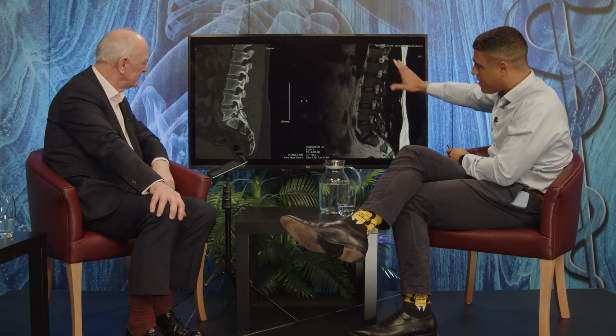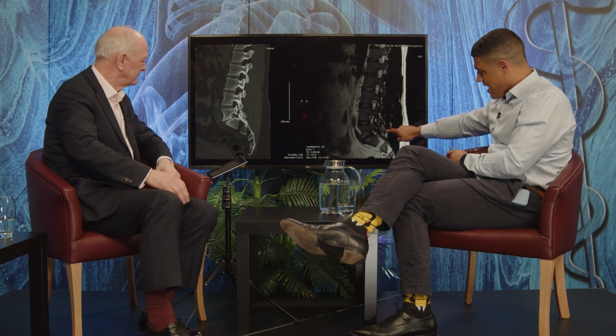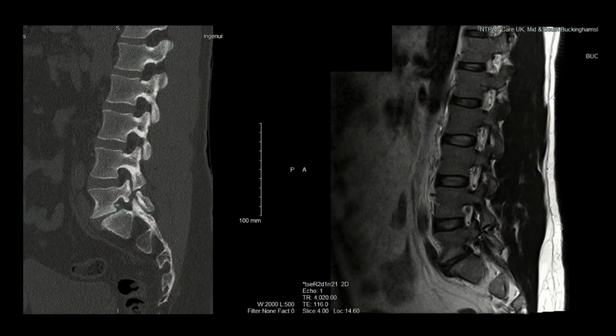What you can see here is the MRI scan and the CT scan of the same patient. And you can see here, this isn't quite midline, so we've moved out to the level of the foramen, but what you can see here is the pars defect. Now, I didn't need a CT scan to tell that there's a pars defect there. You could tell because you can see there's a discontinuity in the pars on this slice.